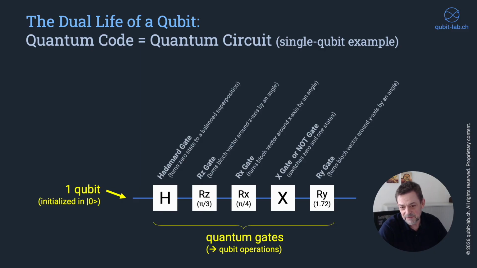And then you have further gates, like they turn these vectors around. The X gate, for instance, is a NOT gate. It swaps the probabilities for 0 and 1. And if you take now this mini circuit and examine what's happening in a qubit when executing this step by step.